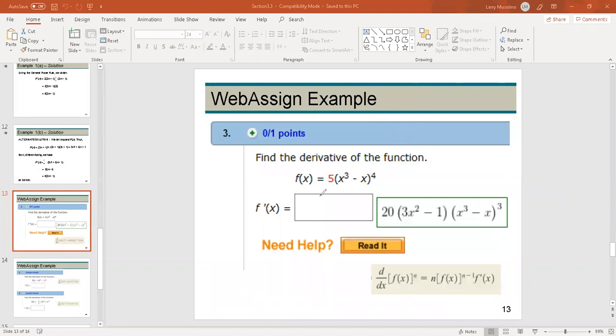All right, so let's take the derivative. This 5 is just a constant, so I'm just going to carry that down with me. Now let me take the derivative of x to the 3rd minus x to the 4. According to this chain rule, I'm going to bring the 4 down in front. I'm leaving that f of x function as is inside the parenthesis. That's this part. I'm going to subtract 1 from the exponent. That makes it 3. And I can't forget that I have to multiply times the derivative of what's inside. So the derivative of what's inside the parenthesis is 3x squared minus 1.